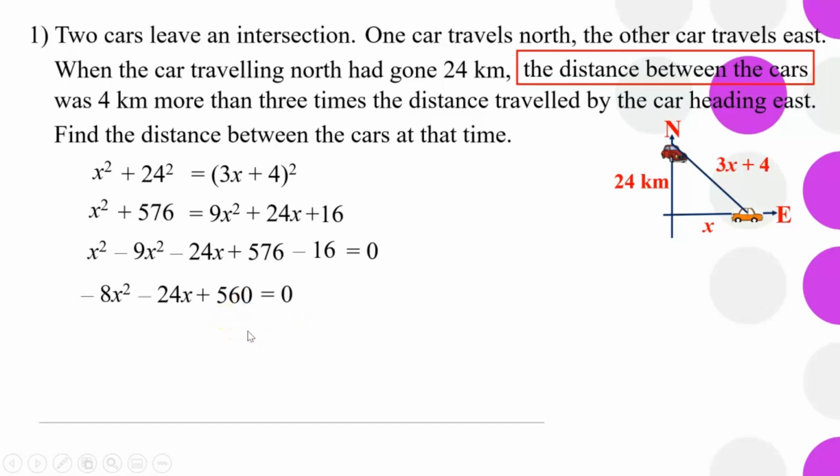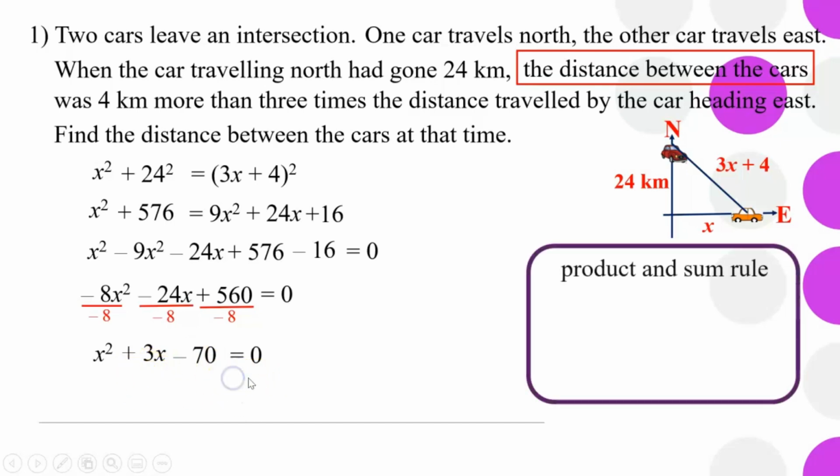that is equal to 0. Now let us divide this side of the equation by the common factor, in this case that is negative 8. So minus 8x squared divided by minus 8 will give you x squared, minus 24x divided by minus 8 will give you plus 3x, and 560 divided by minus 8 will give you minus 70, and that is equal to 0. Now let us factorize this using the product and sum rule.